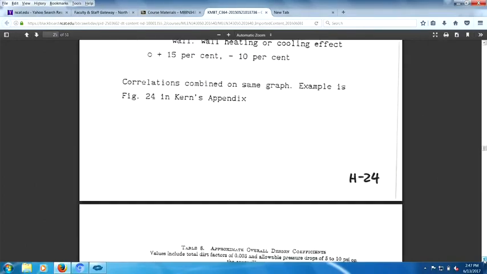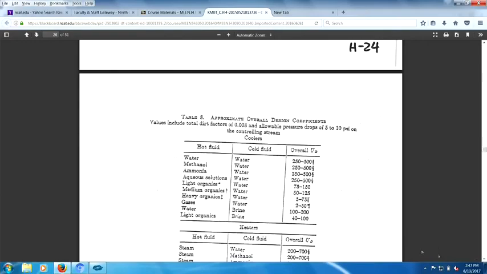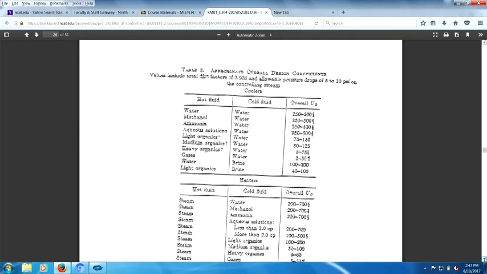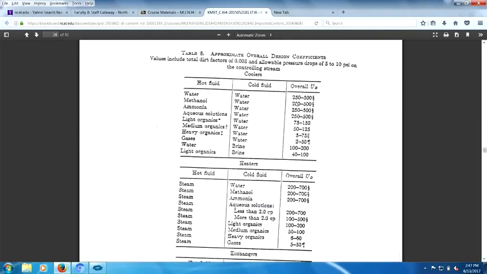Anyway, Kern's great book. And when I was growing up, which was a long, long time ago, I grew up in prehistory. I want you to know that. I'm a very old man. Okay. Just kidding.